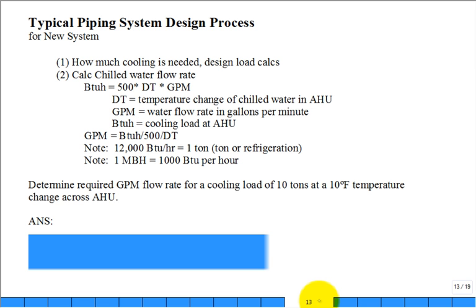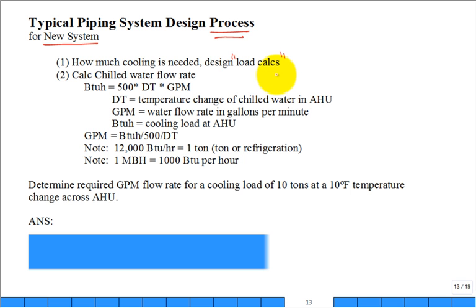Typical piping system design process. How do you do it? Let me try and bust it down into steps. First of all, it's for a new system. You're just doing it on paper, and then you'll go build it. So you're designing it. You find out how much cooling is needed, and those are what they call the design load calcs.